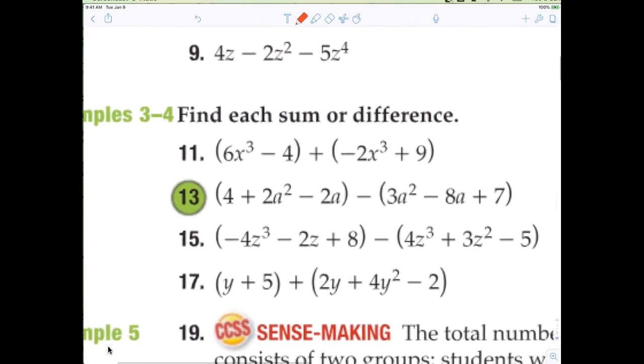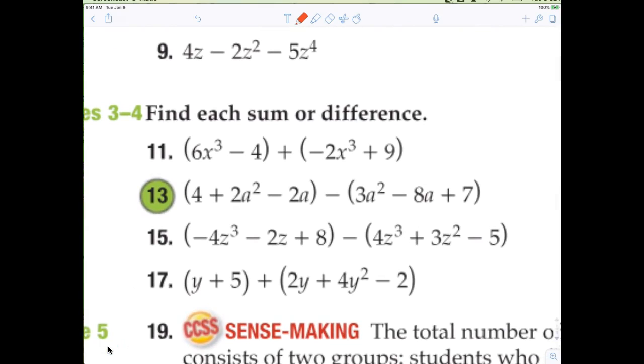All right, let's look at number 9. Somebody else. Go ahead. -5z to the 4th, -2z to the 2nd, and then 4z to the 4th. Everybody agree? Very simple. Very, very simple. All right, let's check out number 10.